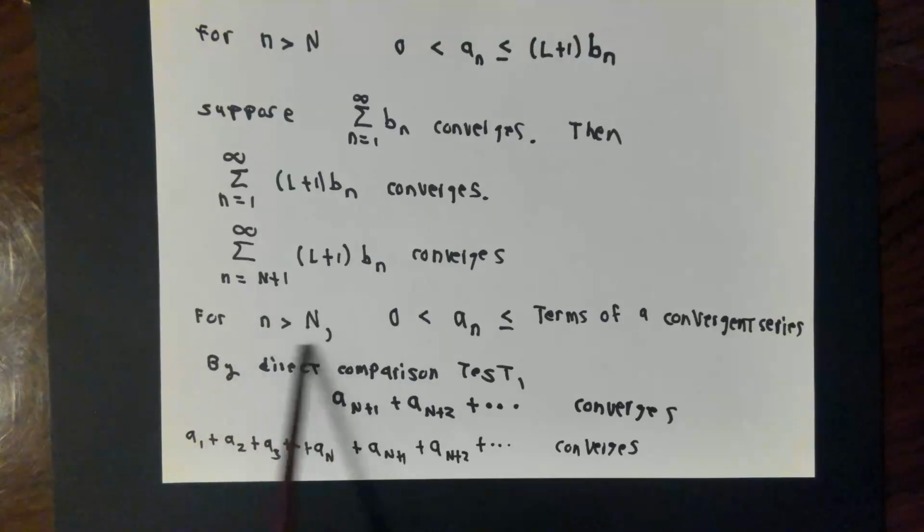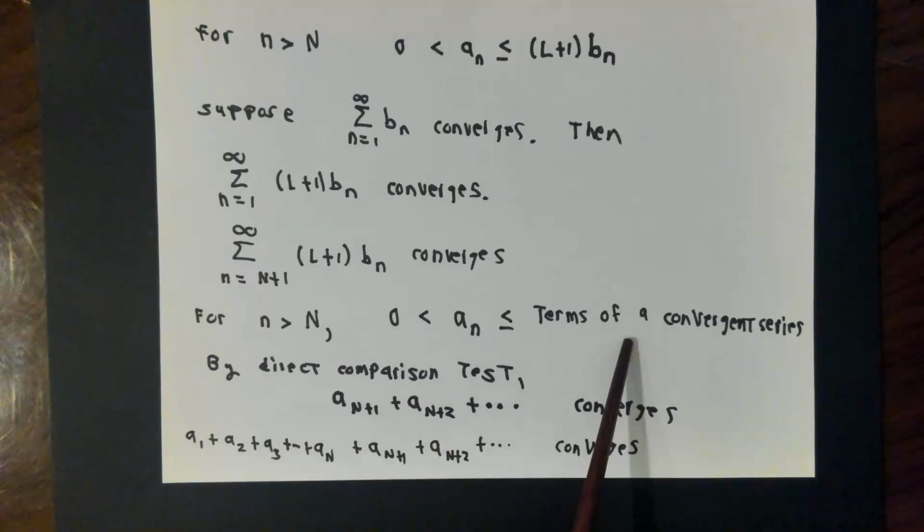That means for little n bigger than capital N, a sub n is trapped between 0 and the terms of a convergent series. I'll use the direct comparison test to conclude that that infinite series converges, which, because of the change the finite number of terms thing, tells me that the A series converges. This is half of the limit comparison test.